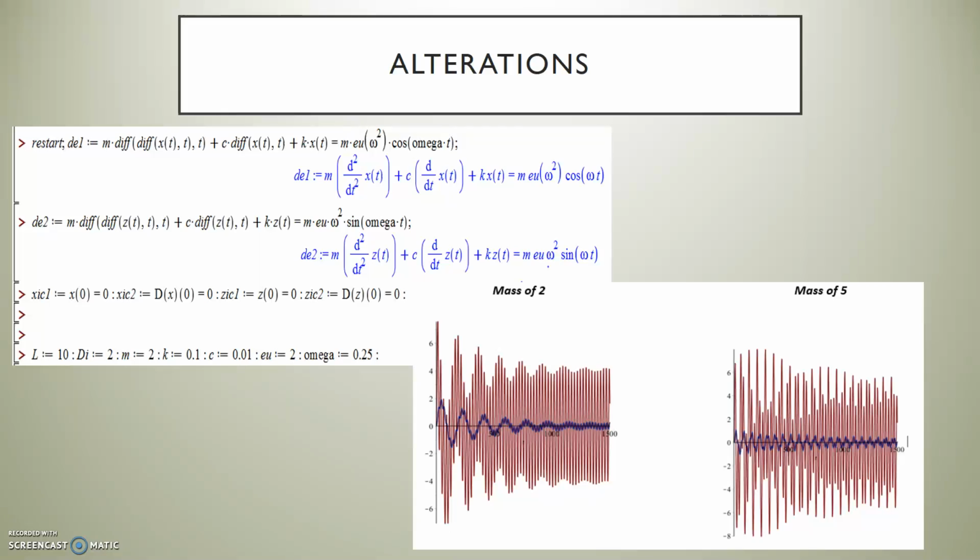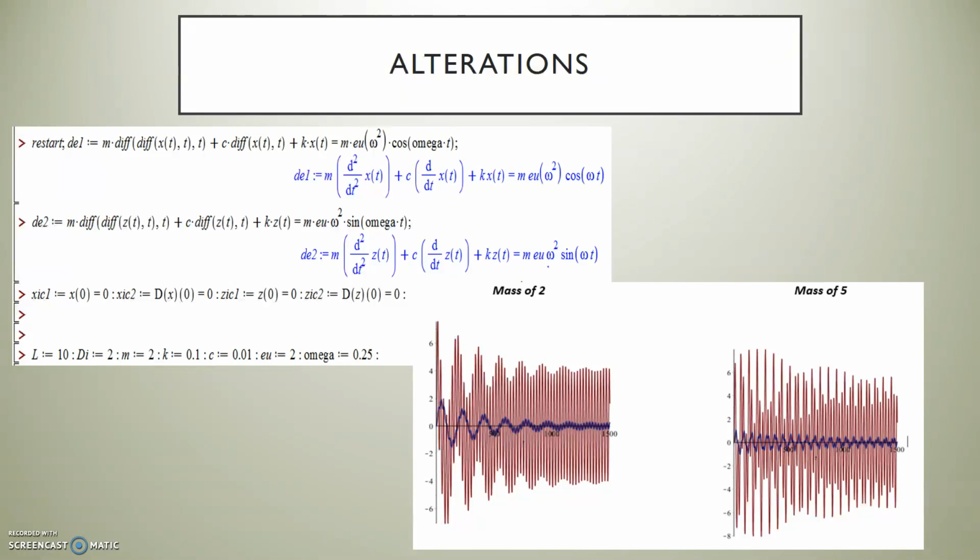Here we have the x and the z axes and components. And so XIC1, we have the initial conditions for the first one, initial conditions for the second one. And then we include different inputs such as the length, inner diameter, mass, spin, all that. And if we were to change the different values of that, we then look at what the change in output would be.